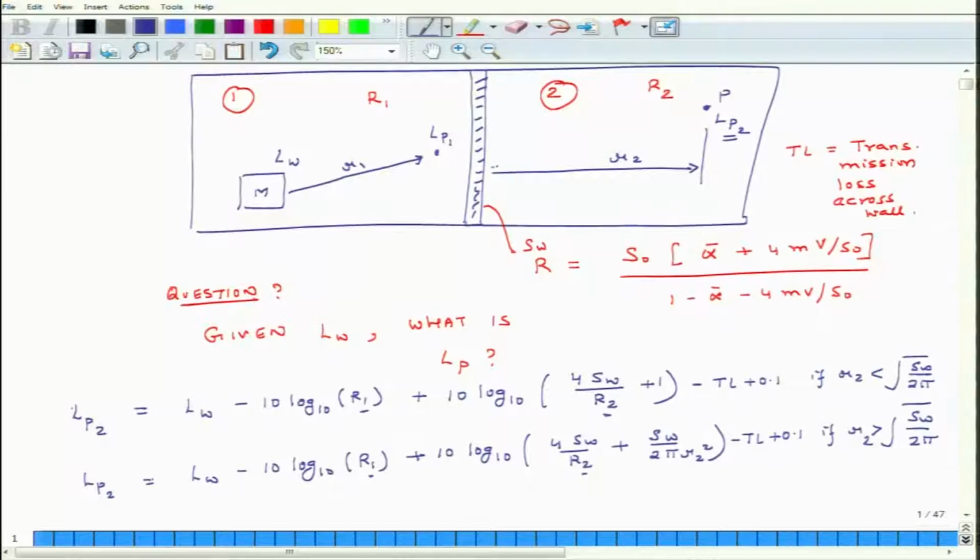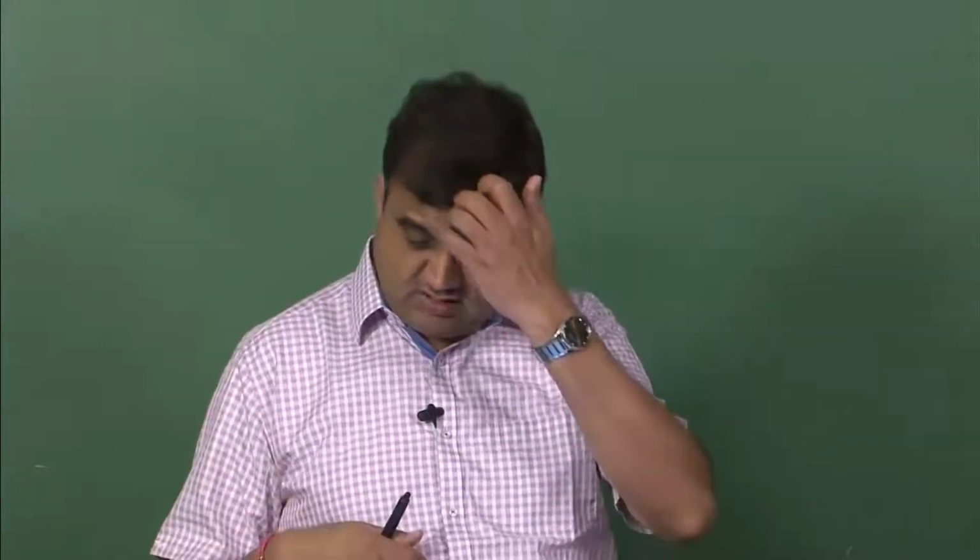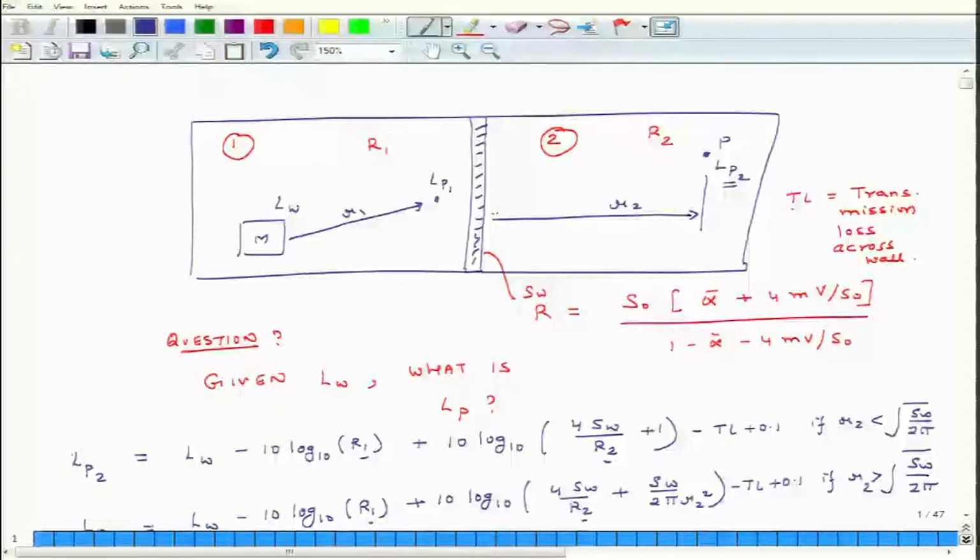So, sound pressure level can be reduced if I can increase my room constants R1 and R2, and the room constants can be increased in two ways, either by increasing the surface area of the room or by having better sound absorbing materials in the room. So, this is one thing about this relation.